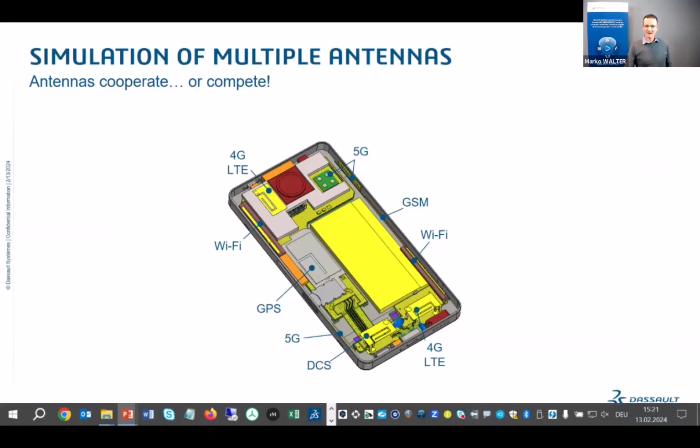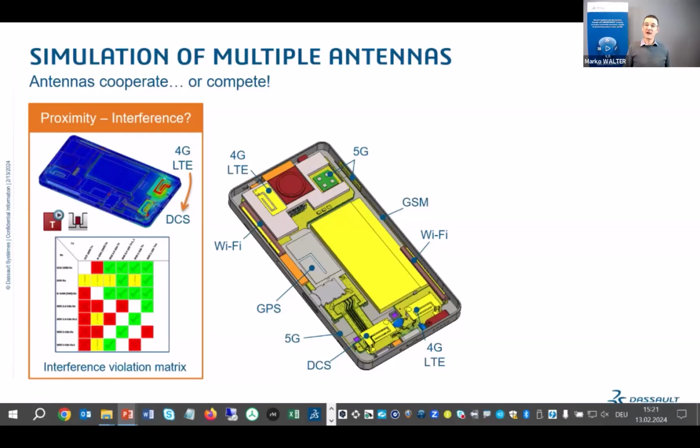Now, antennas in close proximity to each other can couple, and they can cause interference between their systems. So for example, in this case, we have a 4G LTE antenna. It's an old phone, coupling to a digital cellular service, a DCS antenna. Now, the coupling mechanism is not necessarily simple. So here it includes interactions with other elements in the phone, like the battery, the speaker, and the connectors.